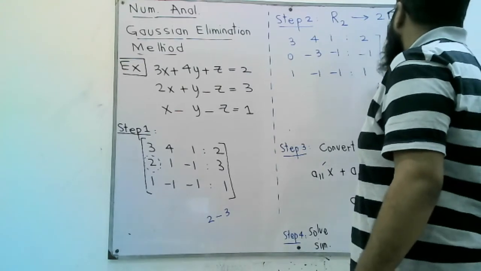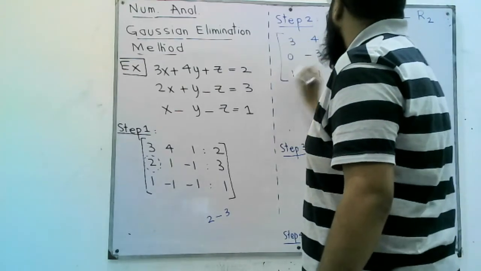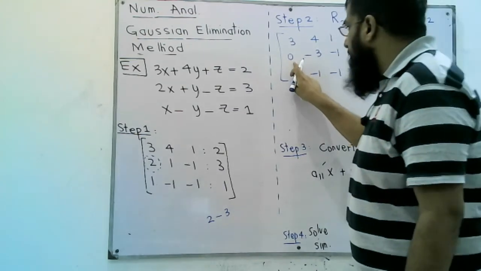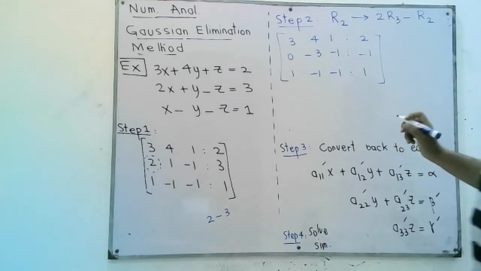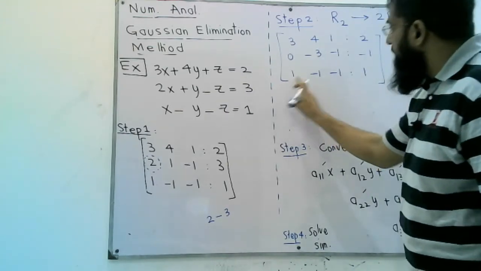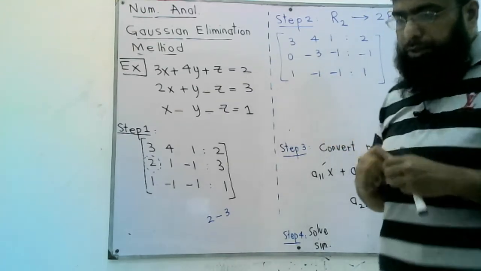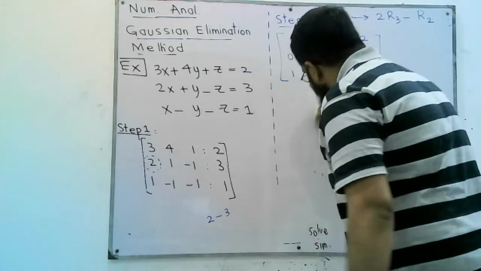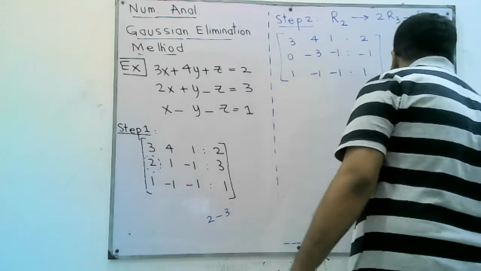With the result of this row operation, we have obtained a 0 here, but it is still not a triangular matrix. For that we have to have a 0 here and a 0 here too. So this means we have to perform 2 more row operations.